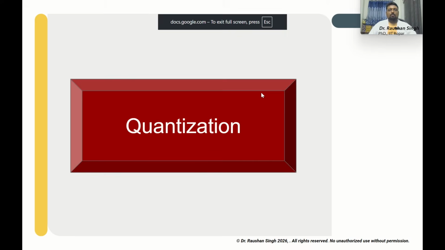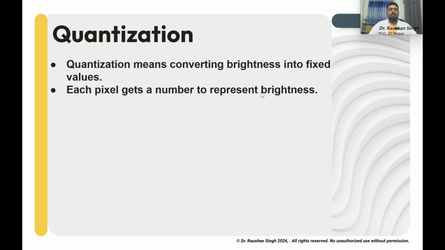Now we'll be going for quantization. So you understood about sampling. Okay. So next we have quantization. Quantization basically converts the brightness into fixed values. Each pixel gets a number to represent brightness. Okay. So for example, as you saw in the previous case where the image was there and some numbers were given, the numbers were like 255, 252, 300, 200. So what do those numbers basically mean? Those are the intensity levels. Okay. The lower the value, it's going towards the black. Higher the value, it's going towards the white.